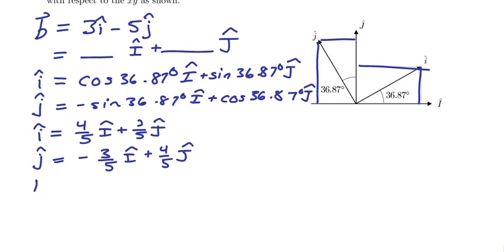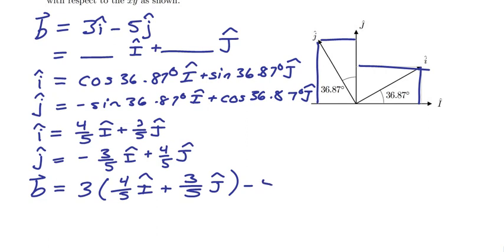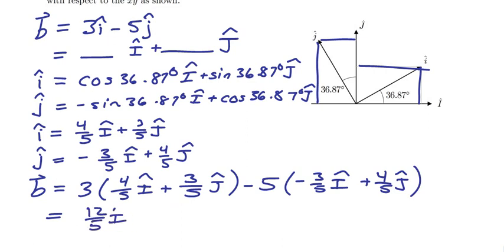And so if I want to evaluate the vector b now in terms of this new coordinate set, what I can say is b is going to be 3 times i, which is 4/5 in the cap I, plus 3/5 in the cap J, minus 5 times minus 3/5 in the cap I, plus 4/5 in the cap J. And so if I expand this out, I'll have 12 over 5 in the cap I, plus 9 over 5 in the cap J. Minus and minus will cancel, so I'll have plus 3 in the cap I, and then I'll have minus 4 in the cap J.